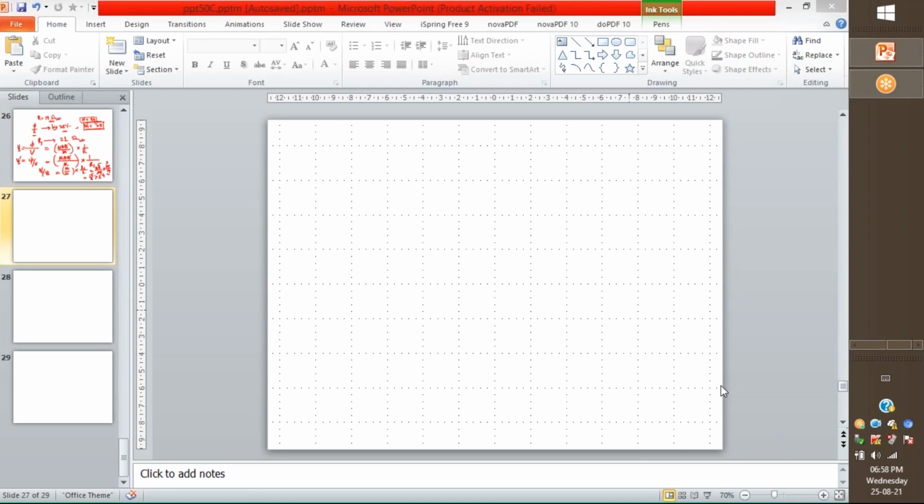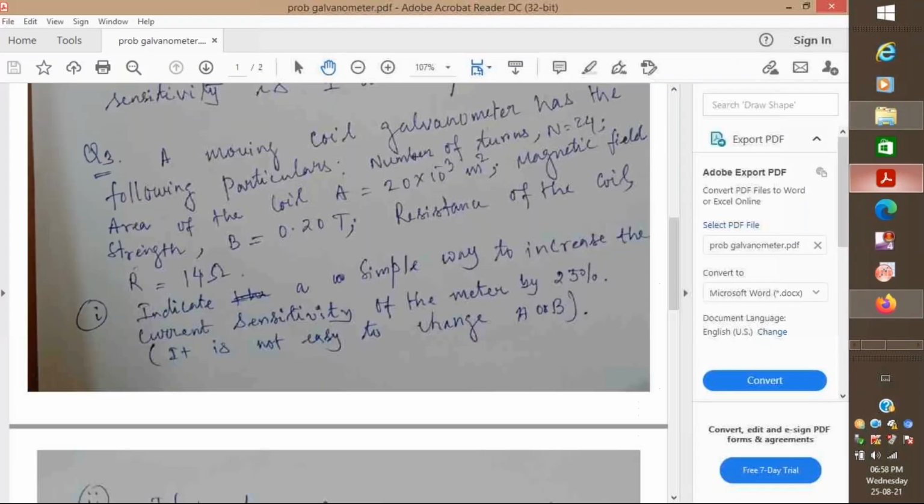Okay, about this type also, this sensitivity from this kind of question. I think this kind of question you can answer now. I'll just go to the other type of question, where you are asked to convert a galvanometer to an ammeter, or you will be asked to convert a voltmeter. How to do that? Okay. I'll show you one such question.